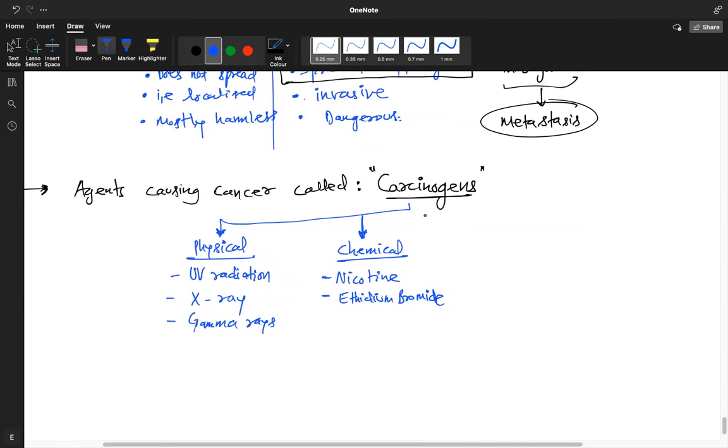Now coming to the third, there can be biological carcinogens as well. Any idea what biological carcinogens are? Sun. Sun is not biological. Biological means life. Sun is not a living substance. Arpit, what happened to your biology?